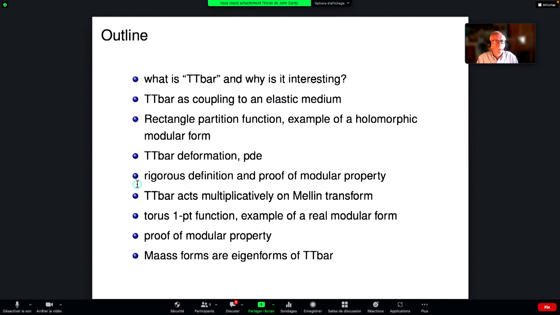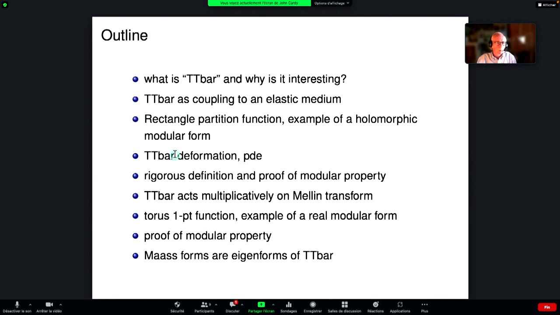So the outline of this talk is: what is TTbar and why is it interesting? I'm then going to give you one particular physical interpretation of TTbar as the coupling of a quantum field theory to an elastic medium, which gives us a very practical way of thinking about it. I'll then discuss the partition function of a conformal field theory in a rectangle, which is an example of a holomorphic modular form, and discuss the TTbar deformation of that and the fact that we get a simple PDE out of this.